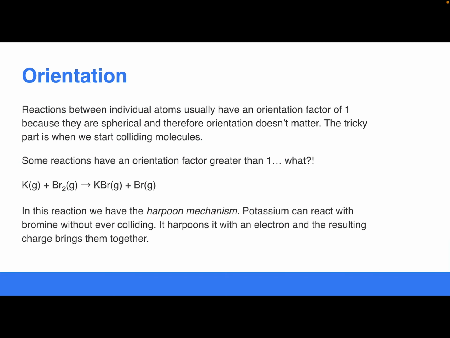Some reactions have an orientation factor greater than 1. It basically just involves an exchange of electrons. Sort of the potassium here would send an electron out like a harpoon, and then you have a charge difference between them. So the bromine would now have a negative charge, the potassium would have a positive, and they'd come together. So it is possible. You don't need to worry about it too much. I just tell you in case that ever does come up and you're wondering about it.